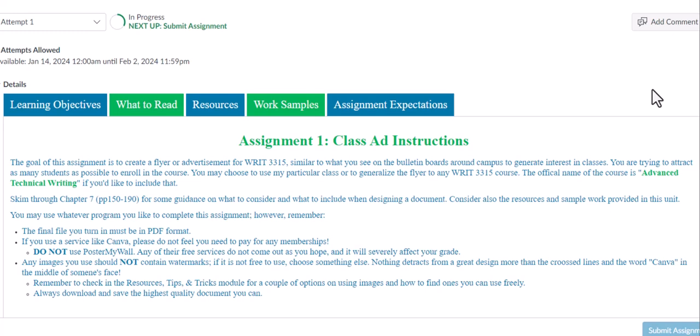Make sure that any images you use do not contain watermarks. If it's not free, choose something else. We don't want watermarks and words written across the front of someone's face. It just makes your design look awful.